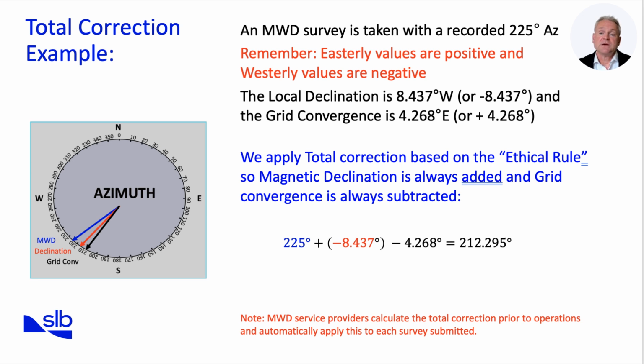Notice that the workflow is systematic and repeatable. It removes guesswork and ensures that all directional survey data can be reconciled with target coordinates. Service companies usually automate this correction, but it's important for drilling engineers and well planners to understand what is happening behind the scenes. If you know how total correction is applied, you can audit survey reports, identify errors, and maintain confidence that your wells are being steered accurately toward their objectives.